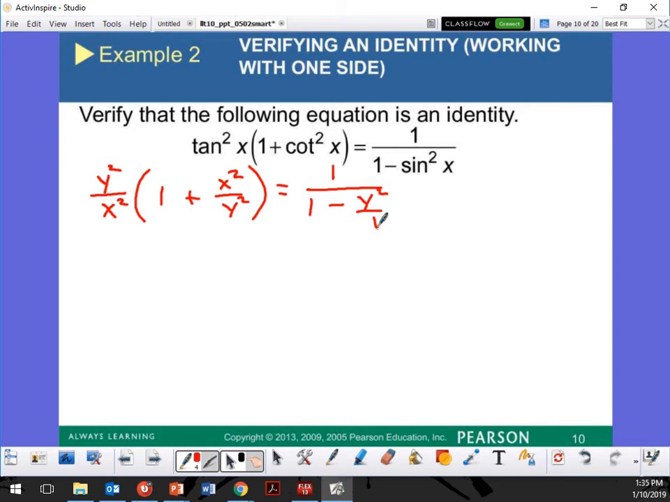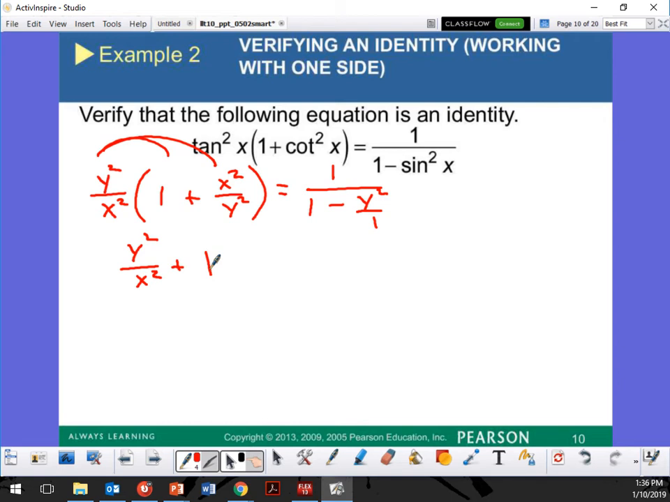Let's go ahead. I've got a parenthesis, so that means I'm going to distribute. So this is going to become y squared over x squared plus, as I distribute here, what's going to happen to my x squareds and the y squareds? I'm left with 1 here, right? Very good. So it's not the same yet, right? So I'm going to have to do a little bit more.